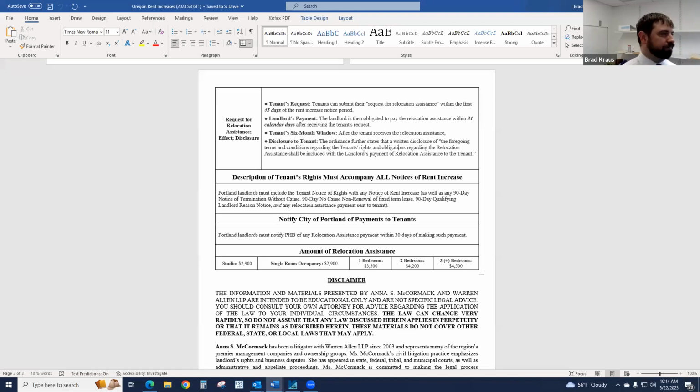But does complying with this law as it's written now, even though it's not passed, hurt you at all? No, it doesn't. Doesn't hurt you at all.